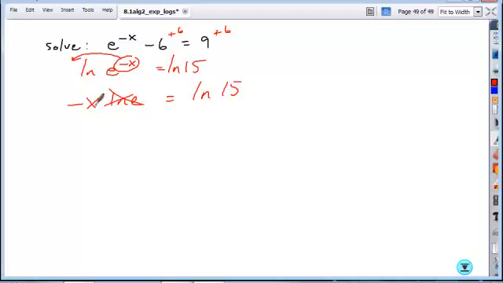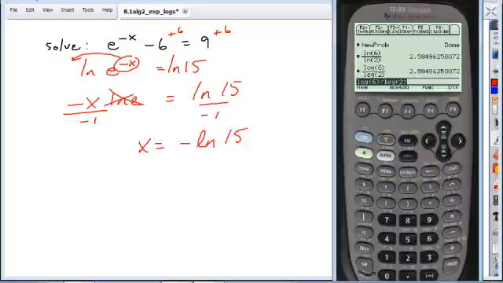And if you wanted to put that into the decimal form, you can just type in ln 15, put a negative in front, and change it into a decimal. And you get your answer to be about negative 2.71 as your solution. All right.